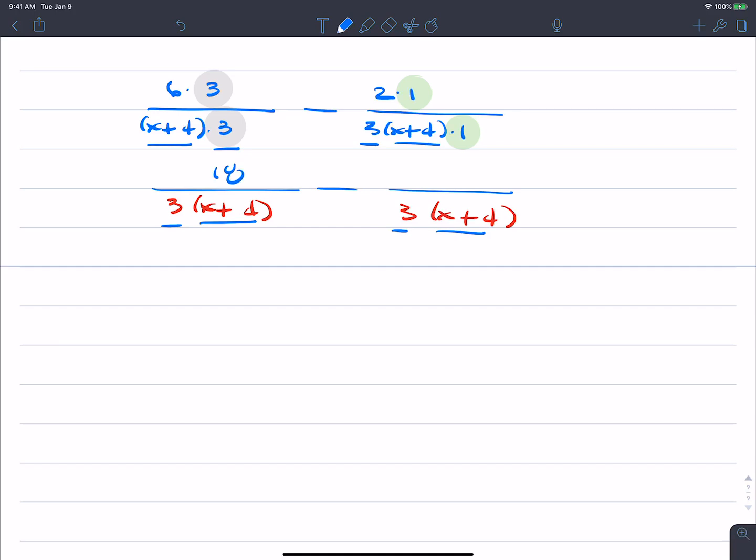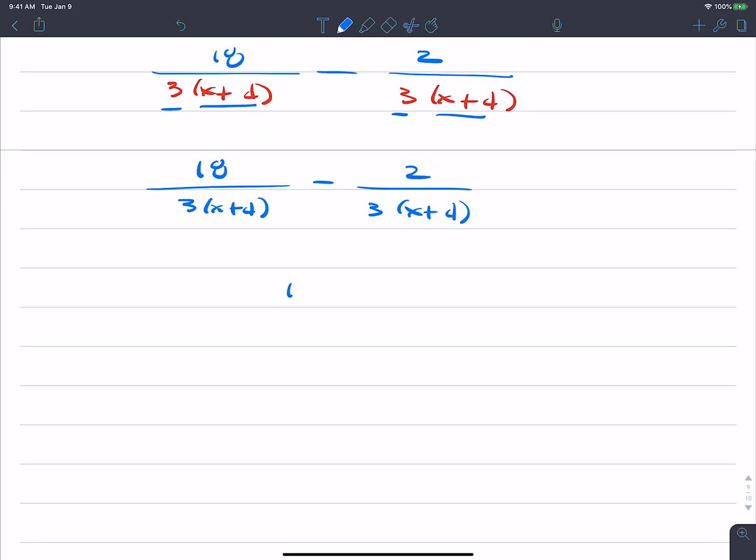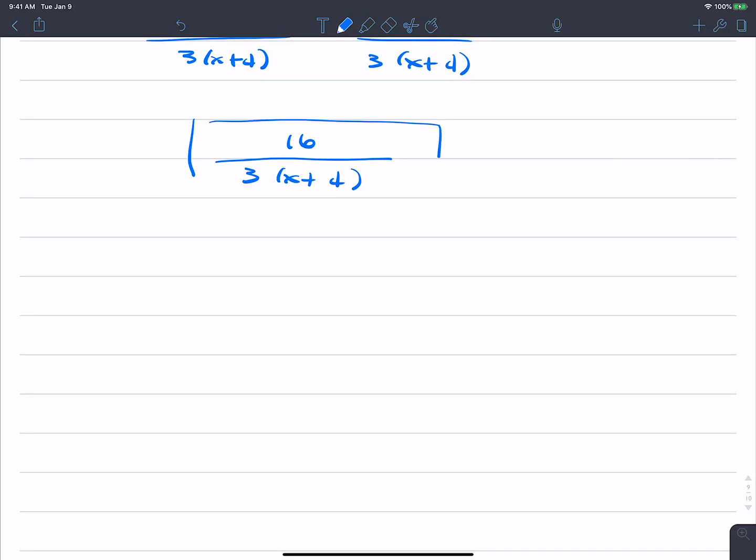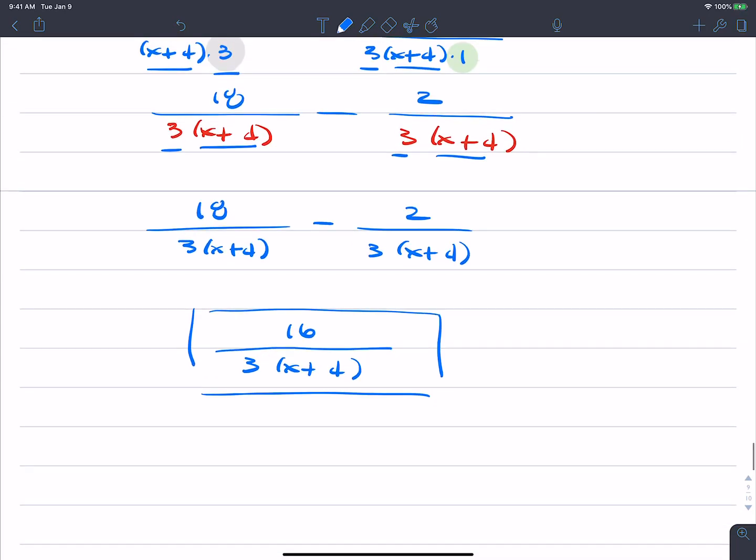6 times 3 is 18, and 2 times 1 is 2. So we have 18 over 3 times x plus 4 minus 2 over 3 times x plus 4. Now 18 minus 2 gives you 16. This is over 3 times x plus 4. Now we notice that this fraction is simplified because 3 doesn't go into 16, and certainly x plus 4 also doesn't go into 16. So we're done. We got a simplified rational.